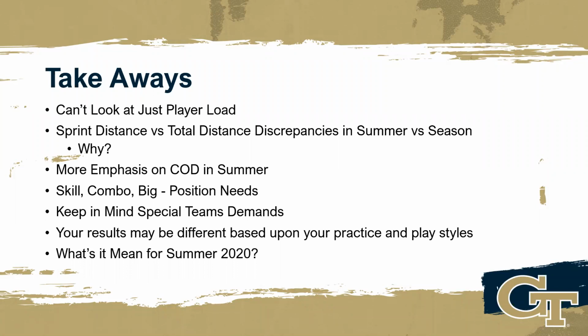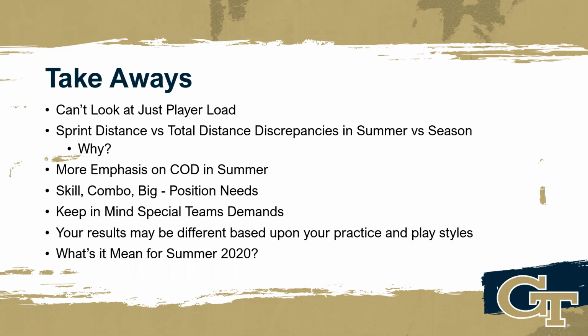But if you pick your 6 guys or your dozen guys that are your guys, and kind of track them as you're going through the summertime and start to compare that to what they do in the fall, it can be a game changer. I know it's completely changed up our thought process, at least before we were in the situation that we are in now. But sprint distance versus total distance discrepancies in the summer versus season. Why?